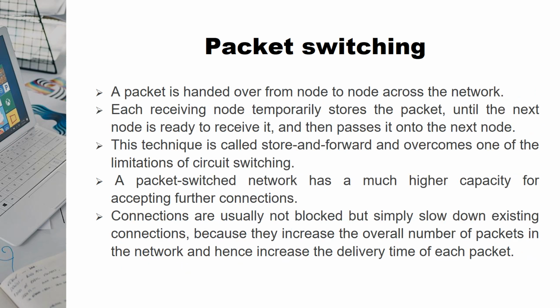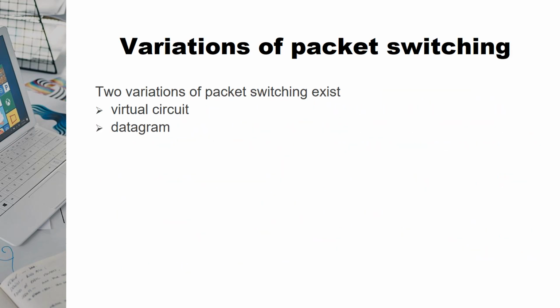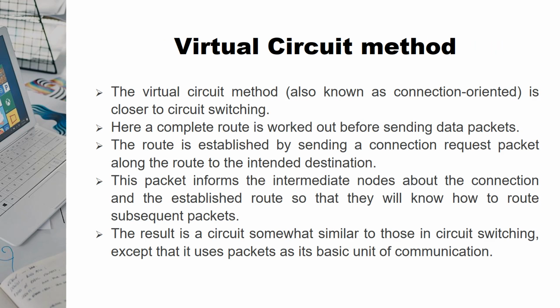There are two variations of packet switching: virtual circuit and datagram. In virtual circuit, a logical connection is established between the sender and the receiver before data transfer begins. Each packet is given a virtual circuit identifier, and the packets are transmitted over the network using this identifier. The result is a circuit somewhat similar to those in circuit switching, except that it uses packets as its basic unit of connection.